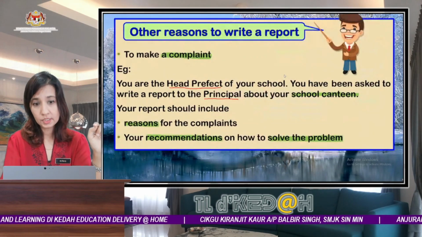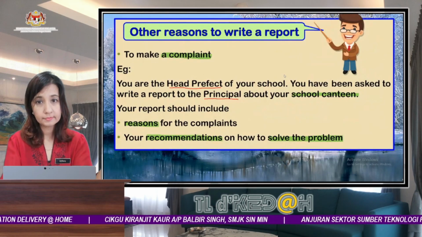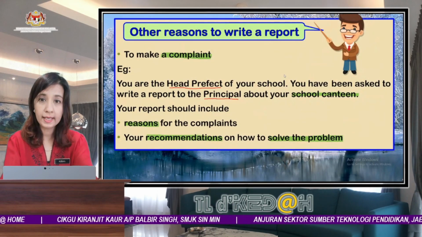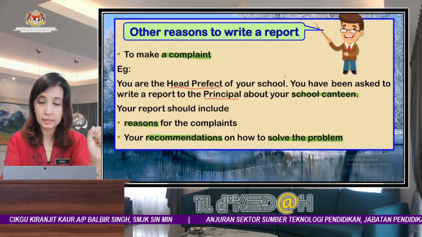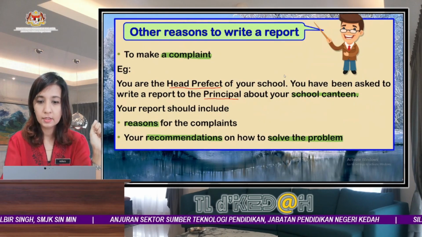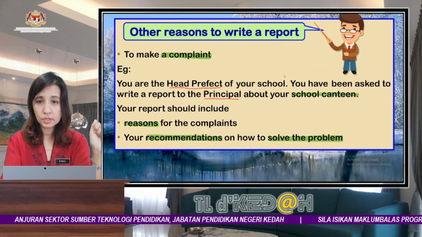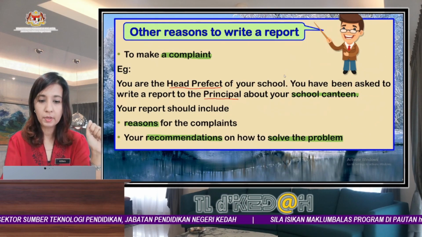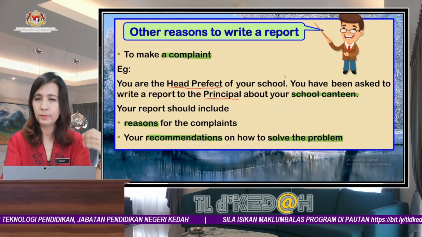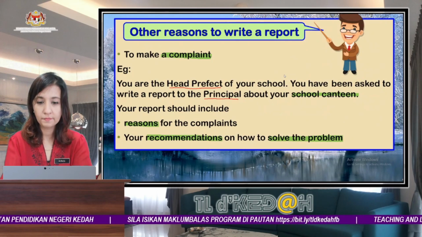This one is on making suggestions. Sometimes you are asked to write a report to make a complaint. Same way of writing, it's just the tone is a little bit different. Like this example, you are the head prefect of your school. You have been asked to write a report to the principal about your school canteen. Your report should include reasons for the complaint. What do you want to complain about? And your recommendations to solve the problem.